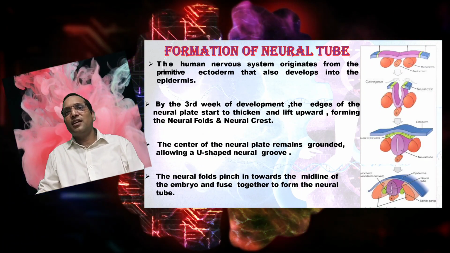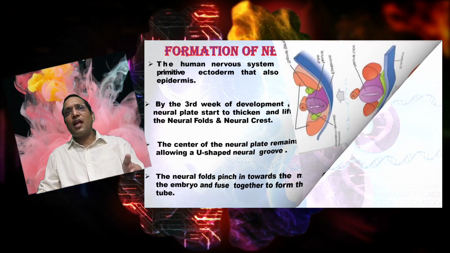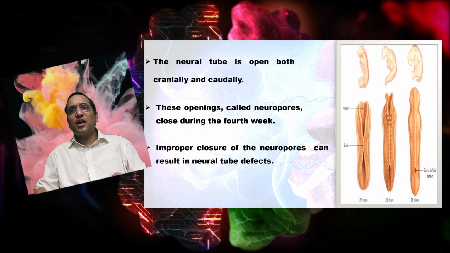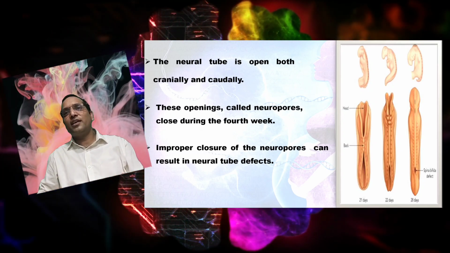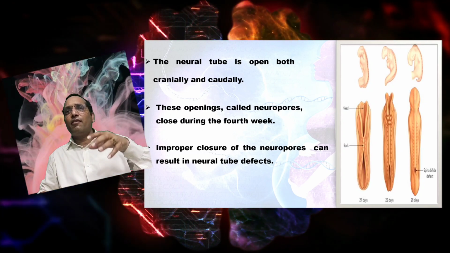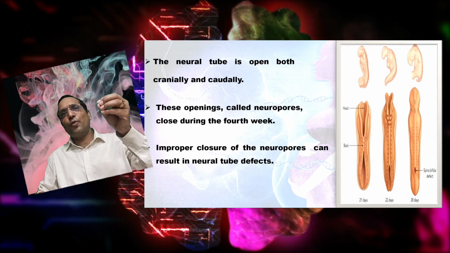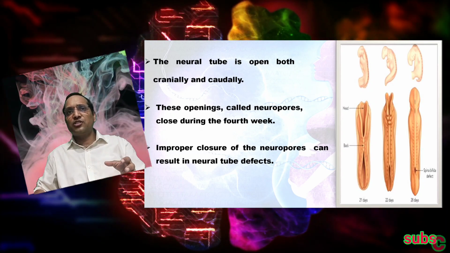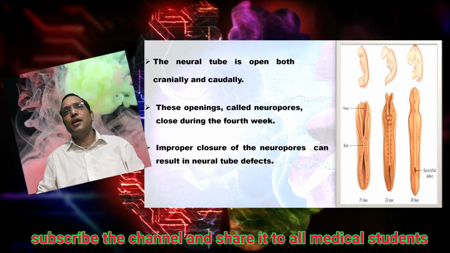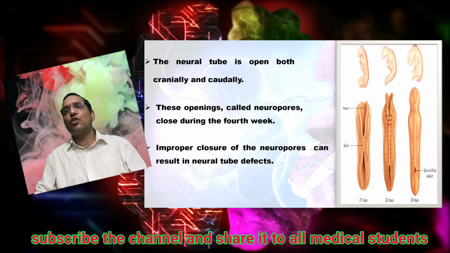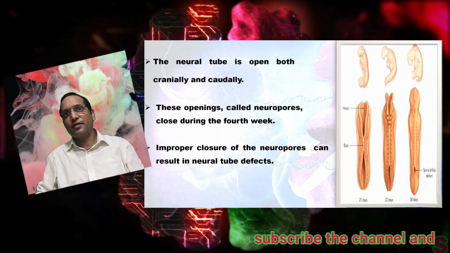You can see here the neural tube, which is separated from the ectoderm, and the neural tube is open at both ends, cranially and caudally. These are known as the rostral neuropore and caudal neuropore. These openings are closed during the 4th week of gestational age, and if there is improper closure of the neuropores, that can result in a neural tube defect.